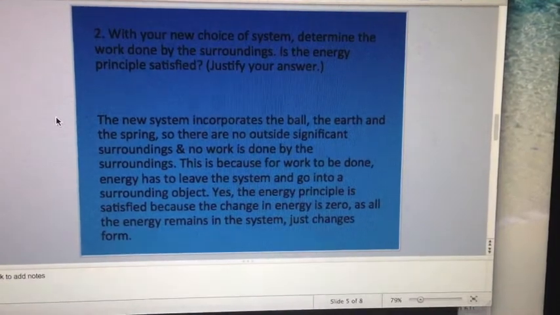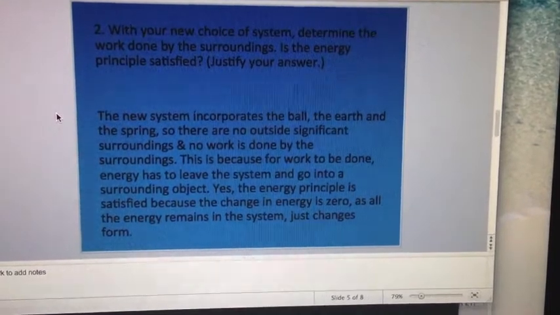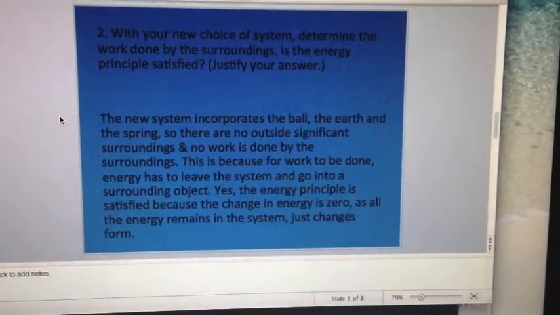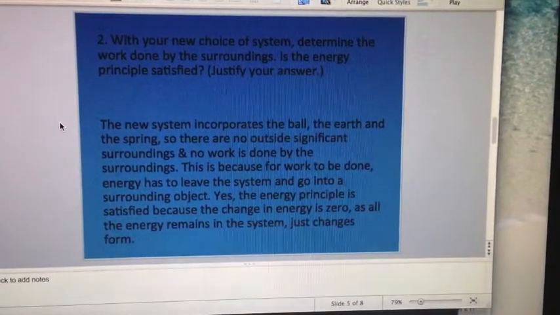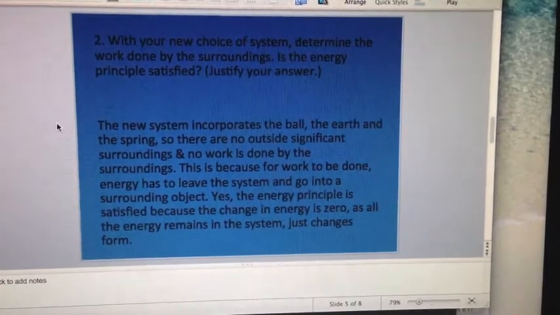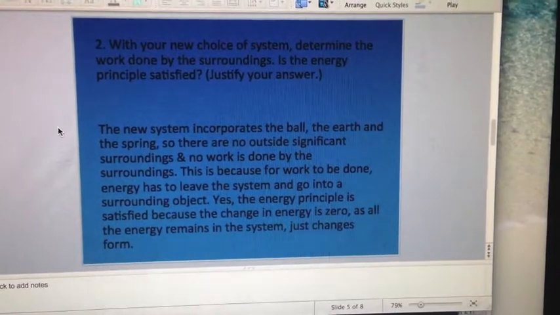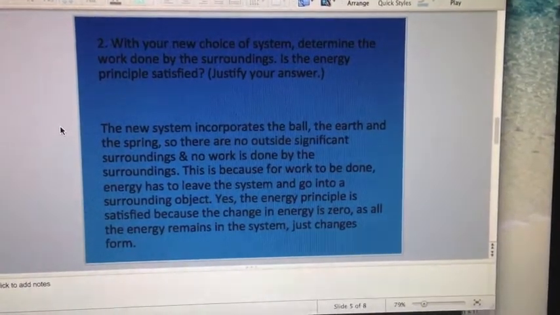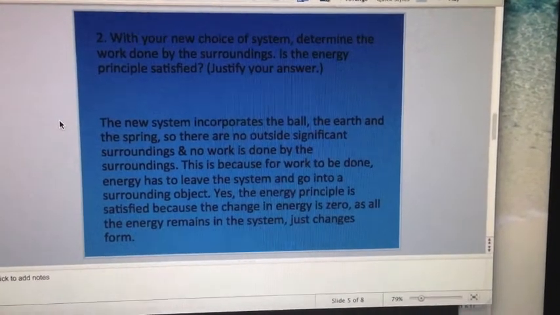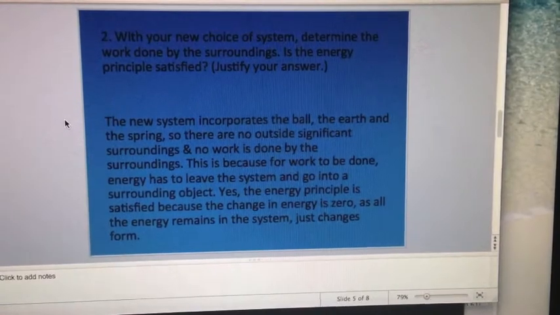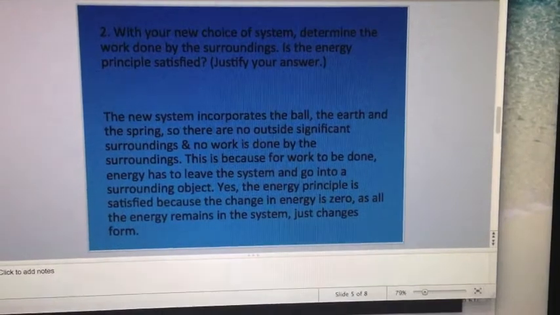With our new choice of system, what was the work done by the surroundings, and is the energy principle satisfied? We know that our new system incorporates the ball, the earth, and the spring, and there's not going to be any outside surroundings that are going to make any significant change, and we know that no work is going to be done by these surroundings. This is because for work to be done, the energy has to leave the system and go into a surrounding object. So the energy principle is satisfied because our change in energy is going to be 0, and all the energy is going to remain in the system.